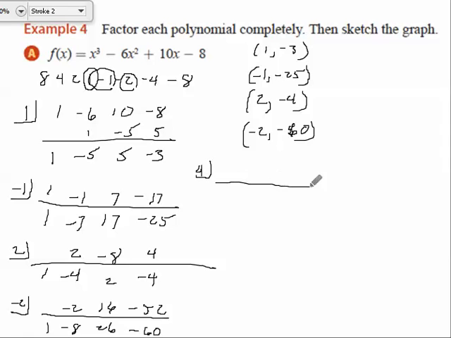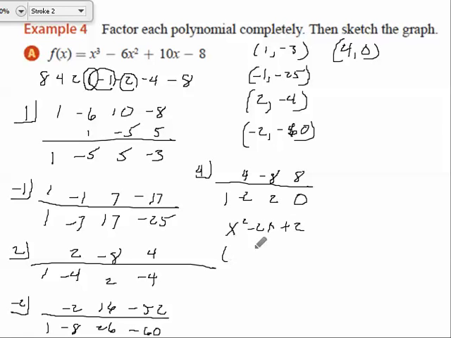Bring the 1 down. 4 times 1 is a 4, plus -6 is a -2, times 4 is a -8, and 10 is a +2, times 4 is an 8, and that 8 and -8 gives me a 0. I found my first root at 4. So, what have I got left? I've got x squared minus 2x plus 2.